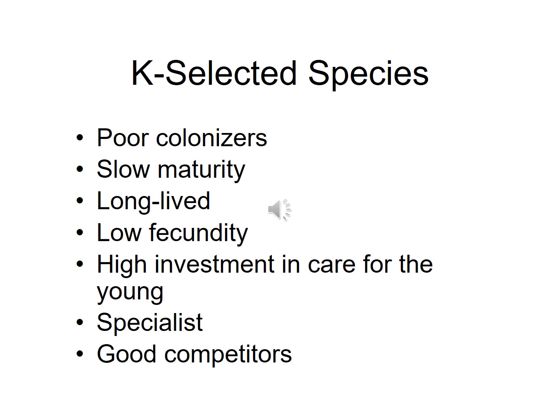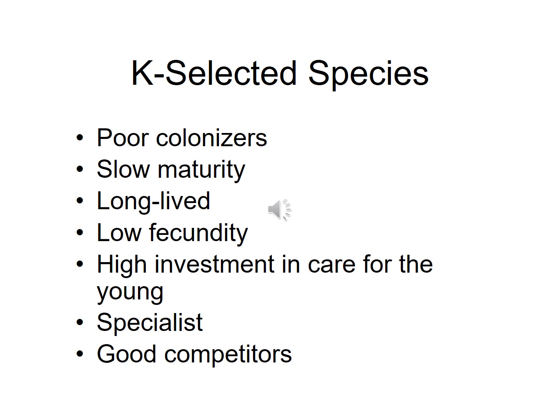To reiterate, K-selected species are not good colonizers. They're not the first things that come to a site that somehow is open for colonization. They're slow maturing. Think of bigger animals. Long-lived are K-selected species. They have relatively low rates of reproduction, or fecundity. Lots of investment in care for the young. Think of humans, elephants, things that care for their young for a long time.